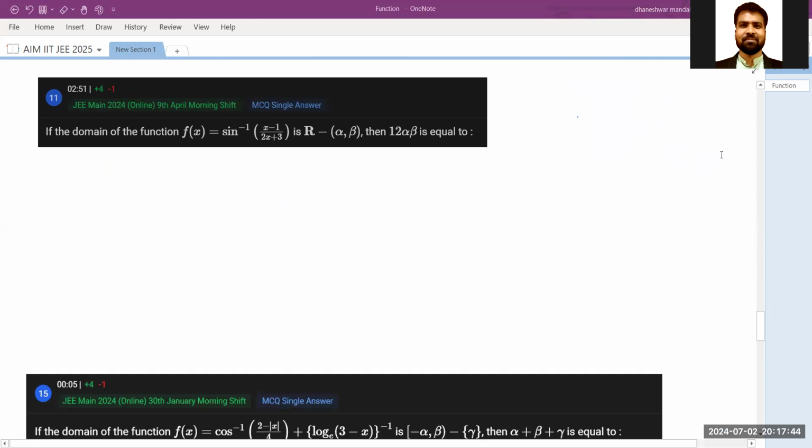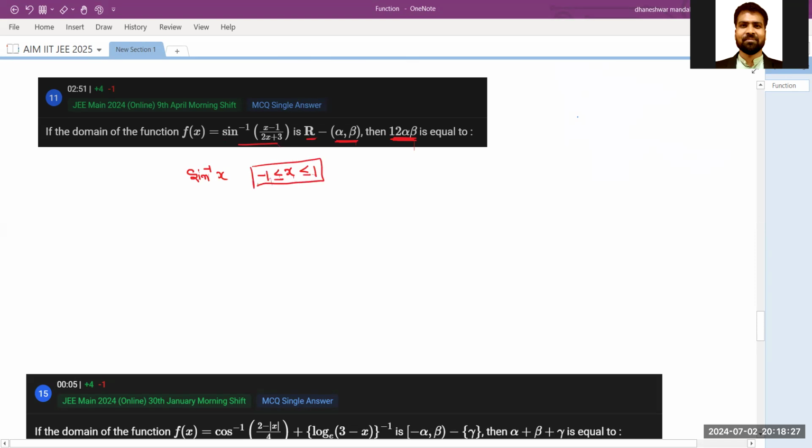This is a question from 2024 JEE Mains. So what is the question? If the domain of this f(x) function is real numbers minus {alpha, beta}, then what is the value of 12 times alpha and beta? Okay. So what is the condition? If we have any term in sine inverse x, then what is the condition for this x? Does this x lie between -1 to 1 or not?